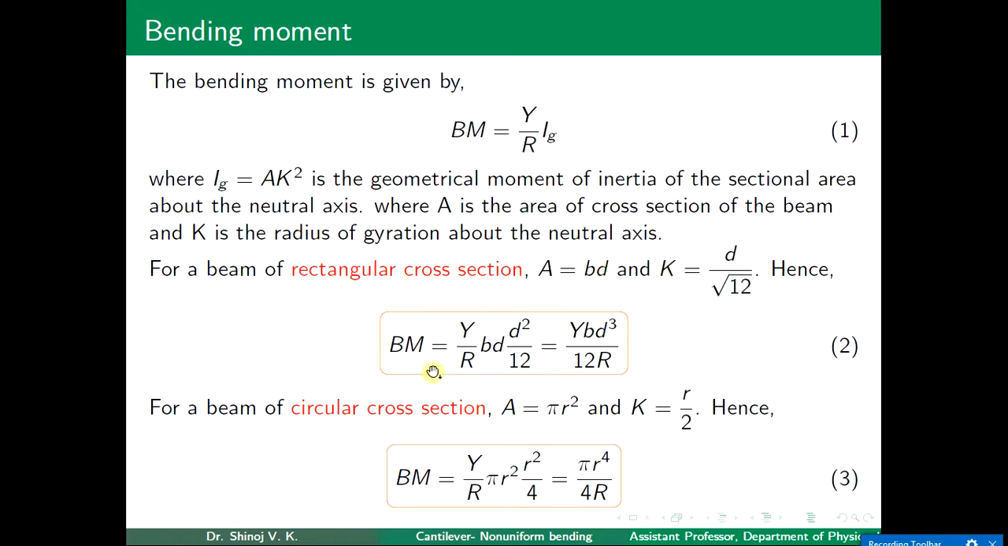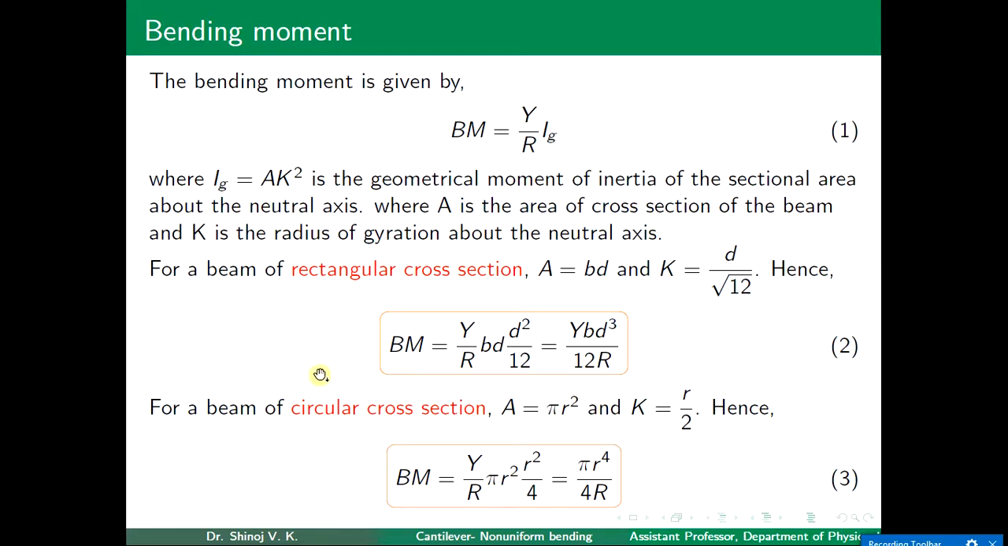So the bending moment will be Y by R into, where we substitute the area value B into D and K as D by root 12. This is the expression for bending moment for a beam of rectangular cross section. That is, the bending moment is equal to Y B D cubed by 12 R.